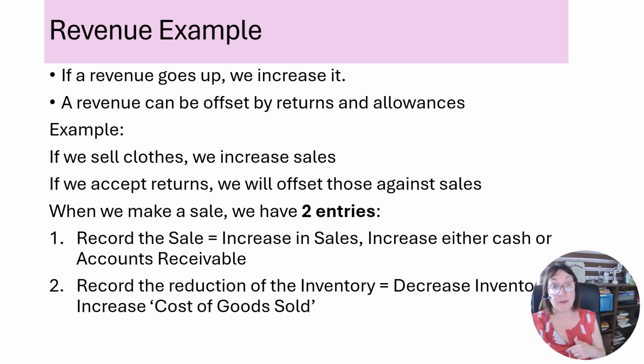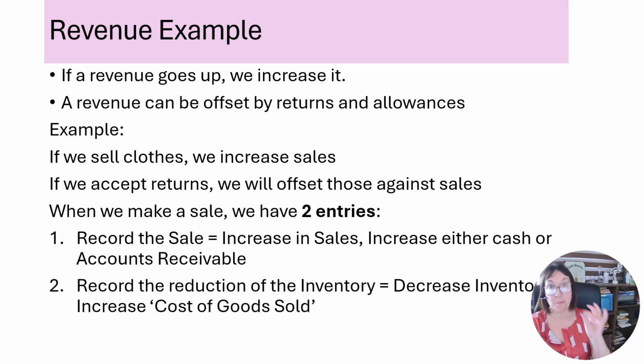Now, if revenue goes up, we increase it. Now, revenue does not necessarily go down, not technically. It can be offset if we have returns and allowances. So if we sell clothes, we increase sales, right? Sales go up, we increase it. If we accept returns, we will offset those against sales. So sometimes you'll see sales as net sales. That means they've already netted out any returns and allowances. Returns is, you return clothes back to Shein or back to Temu because they don't fit or they don't look like they did in the picture.